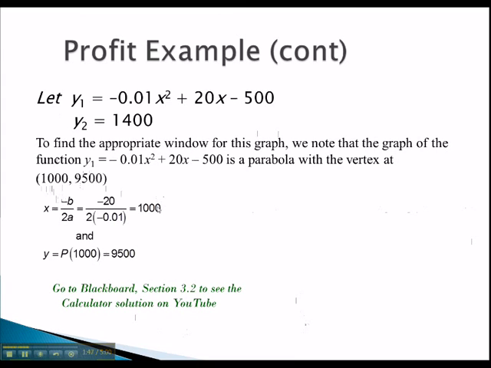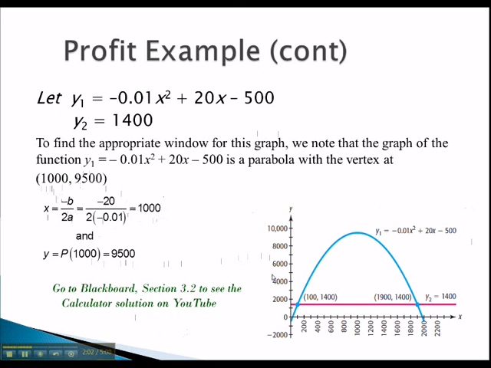These values are found by using our vertex formula. The x-coordinate of the vertex is negative b divided by the quantity 2 times a, which gives us 1,000. Take that 1,000, substitute it into the profit function, and now we have an output. This allows us to get a really nice graph of the profit function, and then the constant $1,400. We can find our points of intersection.